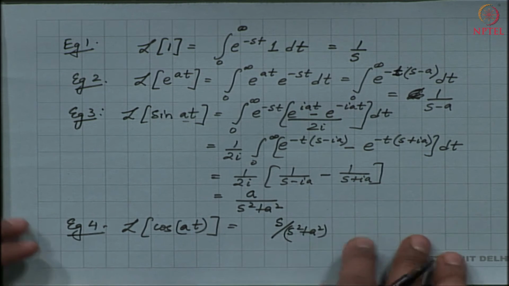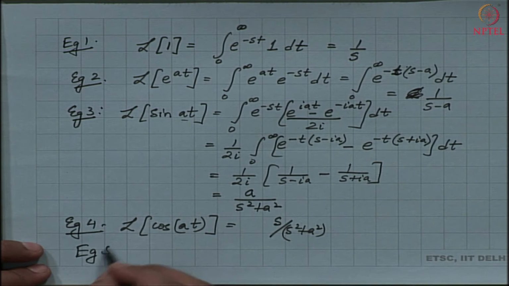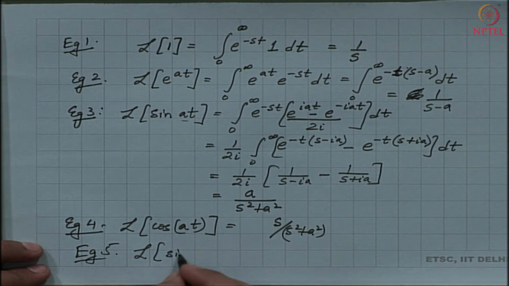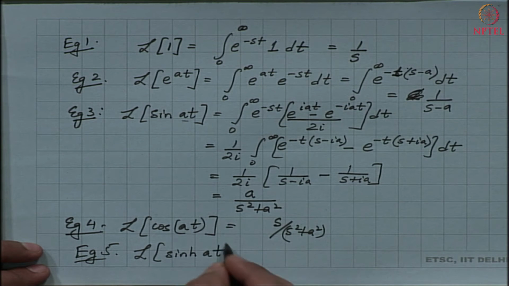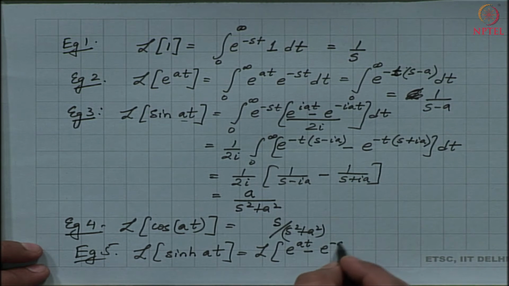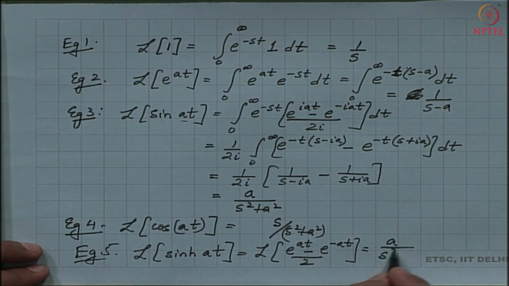And then, continuing in the same fashion, the Laplace transform of the function sinh, the hyperbolic sine, which is e to the power a t minus e to the power minus a t divided by 2, is given to be a divided by s square minus a square.